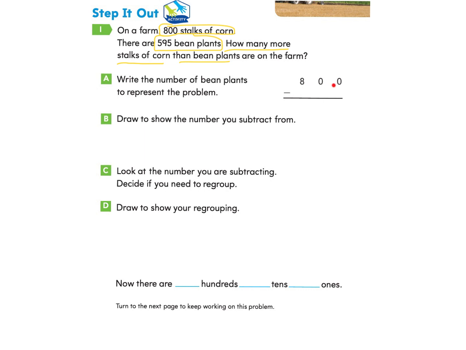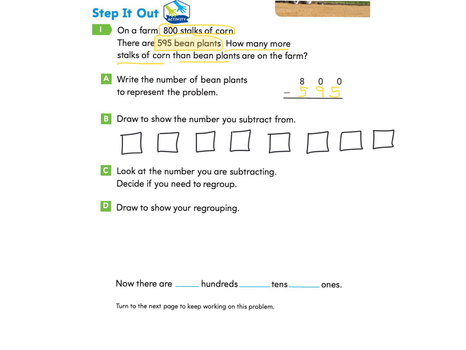So they have written the stalks of corn, and we can look up in our word problem and find that there are 595 bean plants. So we can go ahead and write 595 into the problem. Part B asks us to draw to show the number you subtract from. The number we are subtracting from is the 800. So we're going to go ahead and draw 8 squares, which each represent the 800 that we are going to use to subtract from.